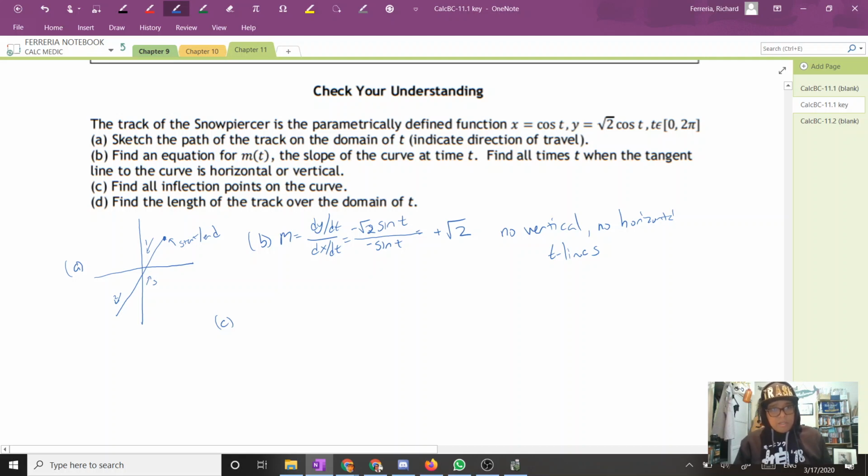I'm going to pause here for you to do that. Actually, that's not that hard at all, because the second derivative is equal to d/dt of the slope divided by dx/dt. The slope is always square root of 2, and the derivative of the square root of 2 is 0. So that means our second derivative is always equal to 0. So are there any inflection points? No, there are no places where the concavity changes from positive to negative or negative to positive. It's just a constant second derivative of 0, so no inflection points.